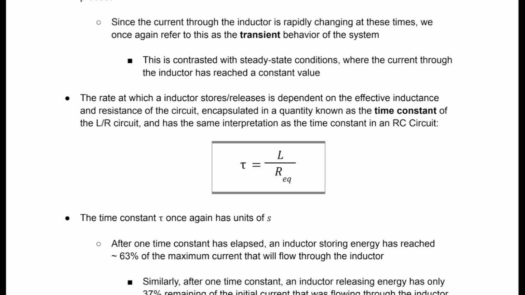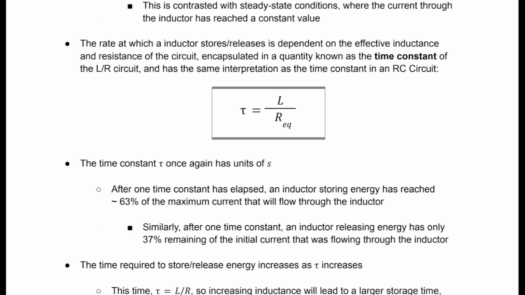So we've been calling them L over R circuits because the time constant isn't LR like it's RC for a capacitive circuit, but it's L over R. And first we should look at this and make sense that the time required for an inductor to reach a certain percent of its steady state current depends proportionally on inductance and inversely proportional to resistance.